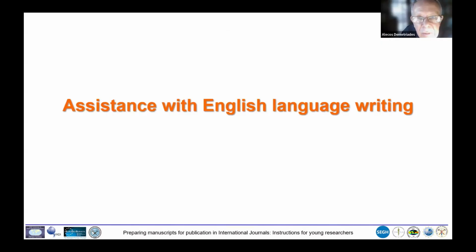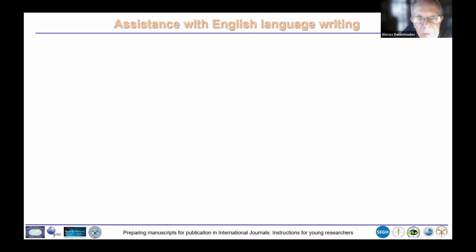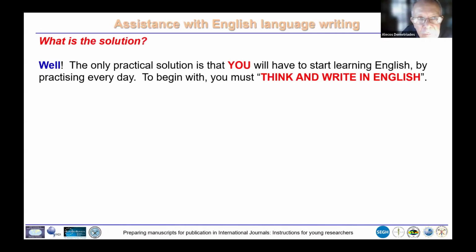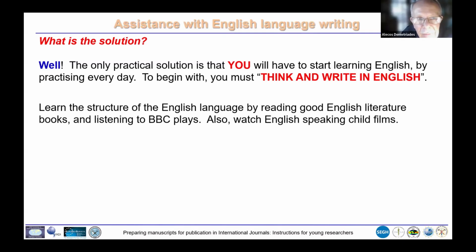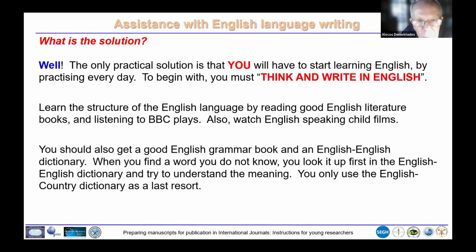And assistance with English language writing. What is the solution? Well, the only practical solution is that you will have to start learning English by practicing every day. To begin with, you must think and write in English. Learn the structure of the English language by reading good English literature books and listening to BBC plays. Also, watch English-speaking children's films. They are very good. You should also get a good English grammar book and an English dictionary.